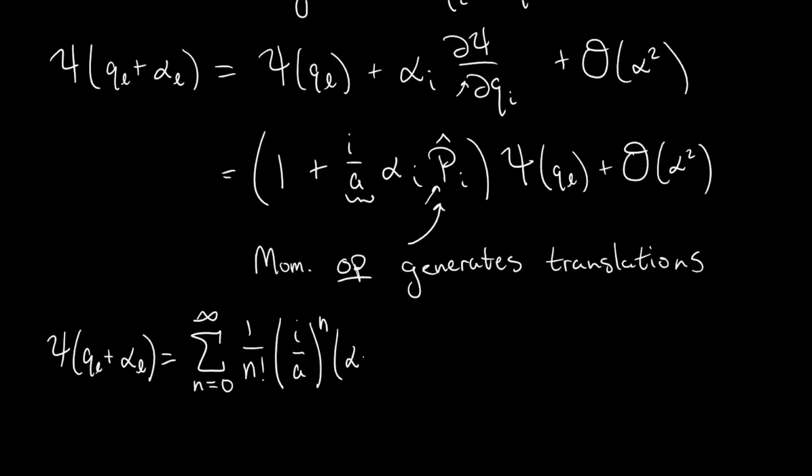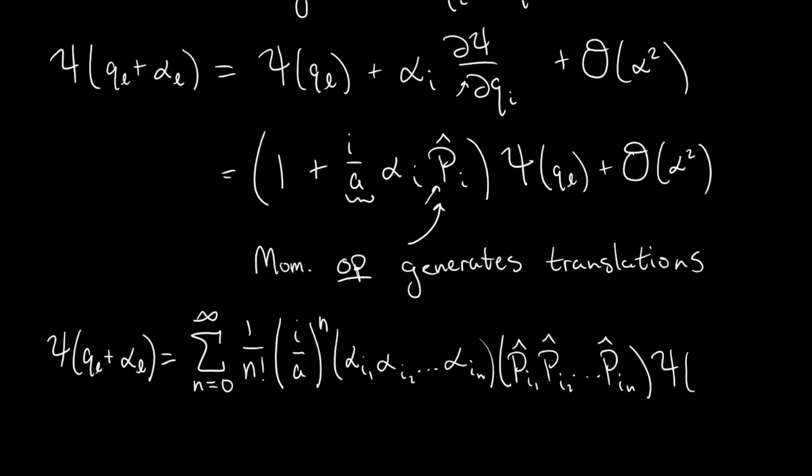And then just staying consistent with indices, alpha i1, alpha i2, and so on, however many terms I'm going to. And then p hat i1, p hat i2, up to p hat in, acting on psi of q.